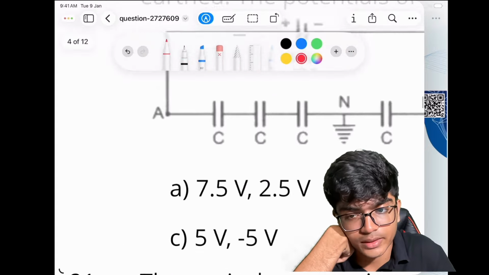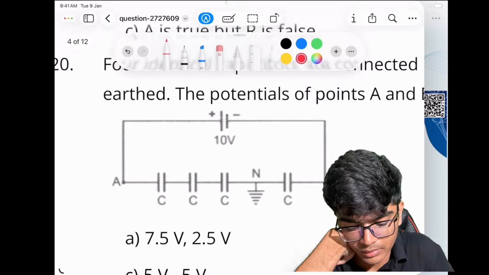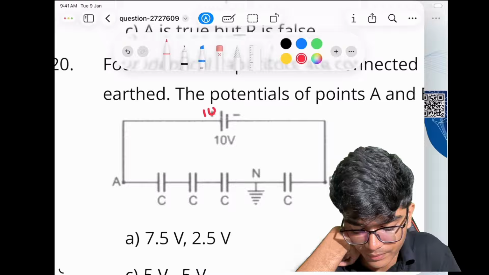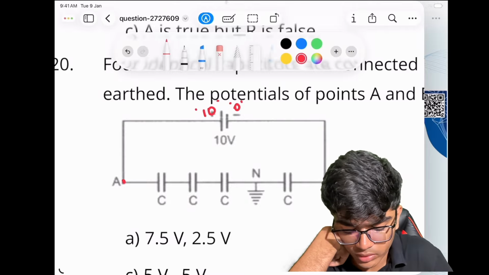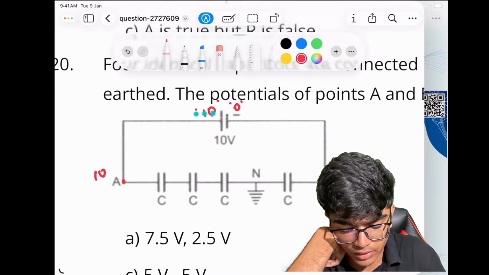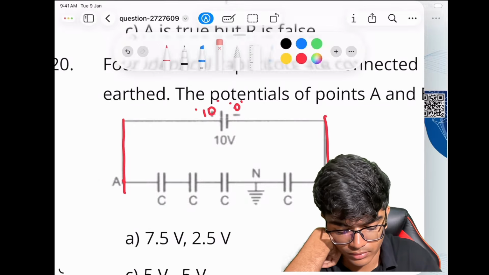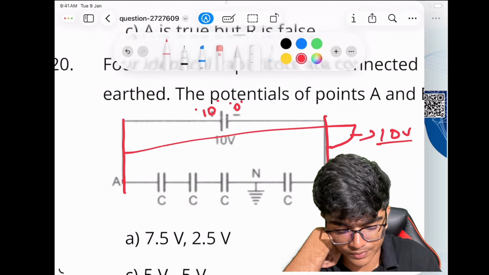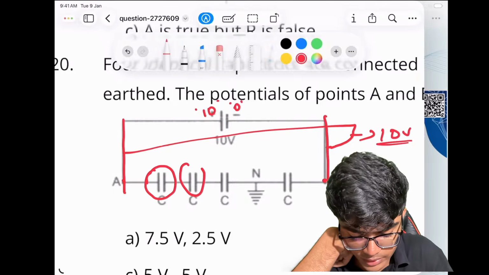See this question. It's a very nice question. Conceptual, not conceptual, it requires some thinking. Look here, 10 volts here, 0 volts here. Across this wire, the difference should be 10 volts. Now this capacitor is there, there are 4 capacitors.